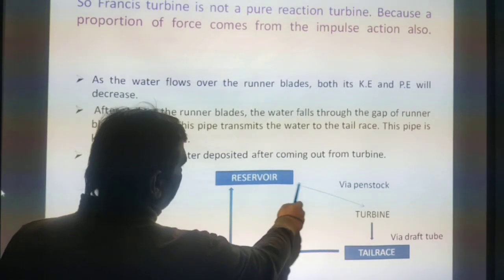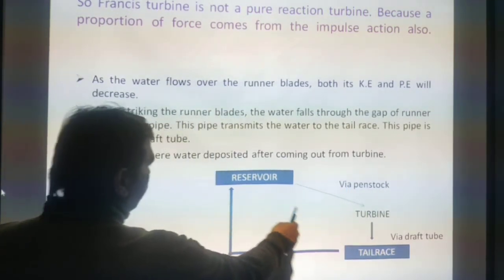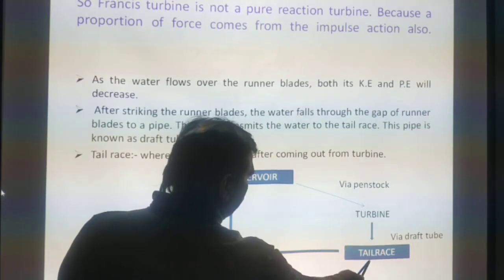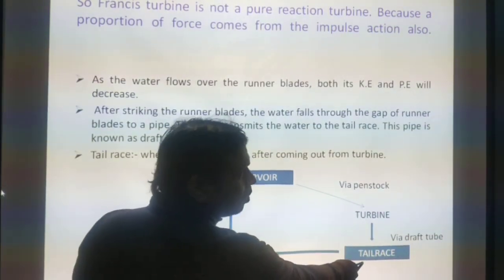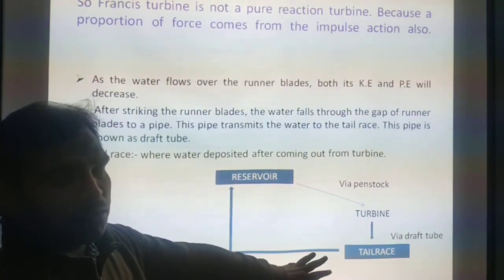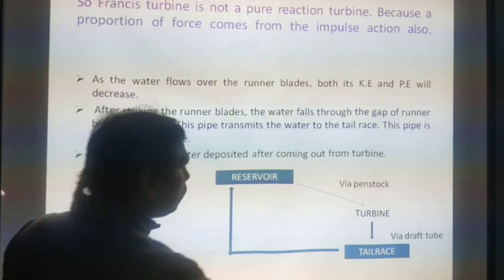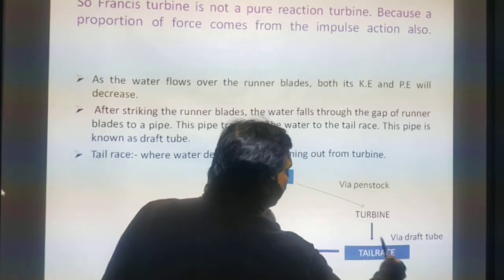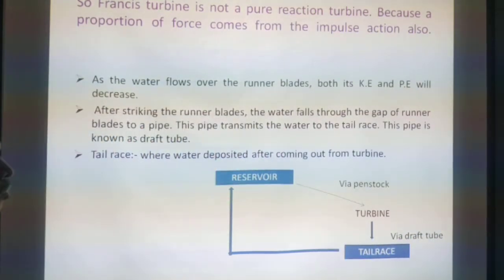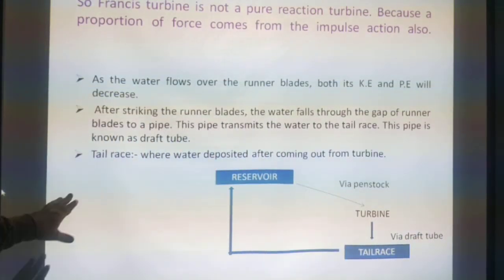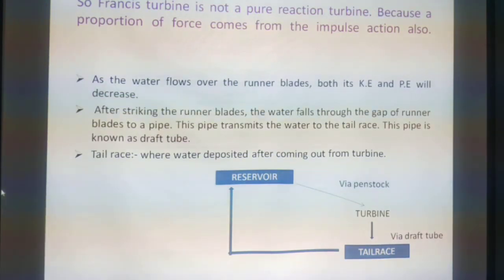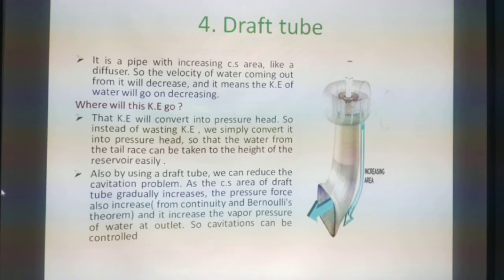You can see here is your reservoir, and via a penstock we transmit this water to your turbine, then from the turbine to the tail race, where water gets received after striking the turbine. And this water is transmitted from the turbine to the tail race via a draft tube. The tail race is nothing but where the water is deposited after coming out from the turbine. And here is your draft tube.